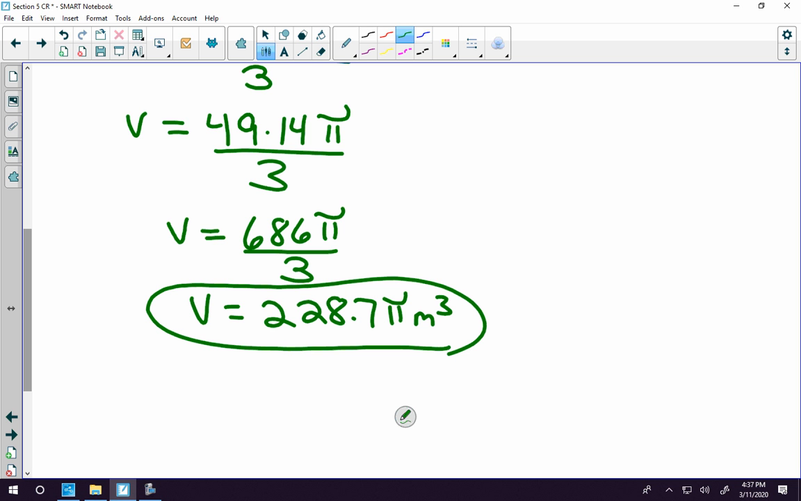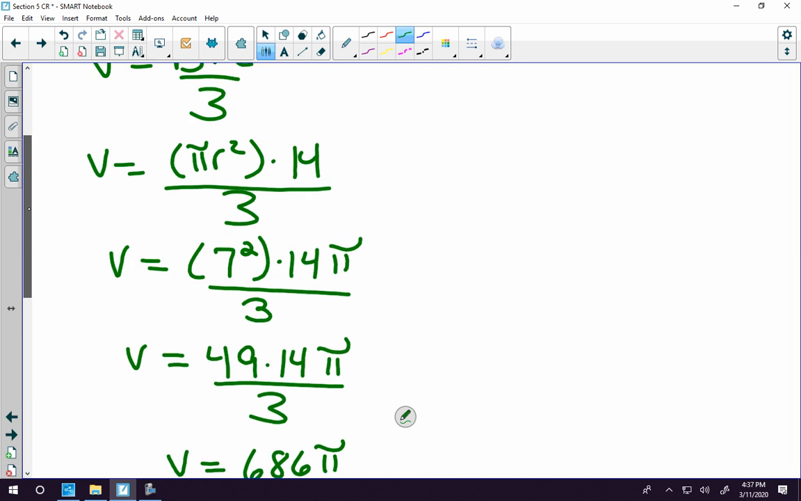Again, if you wanted to round that answer, you could, in your calculator, take 228.7 times pi. If you want to convert it that way as well, I like to leave the answers in terms of pi, or you could take 228.7 times 3.14. Either way, I like to leave all the values in terms of pi when they have a pi in it.